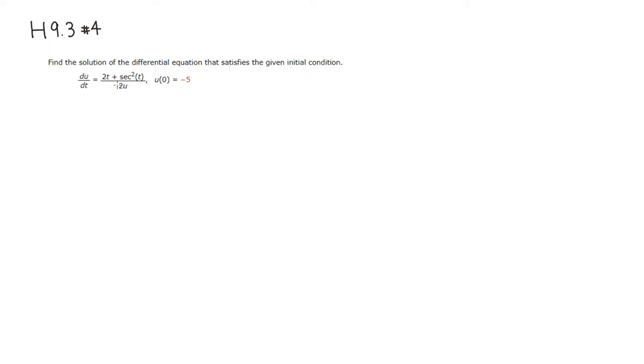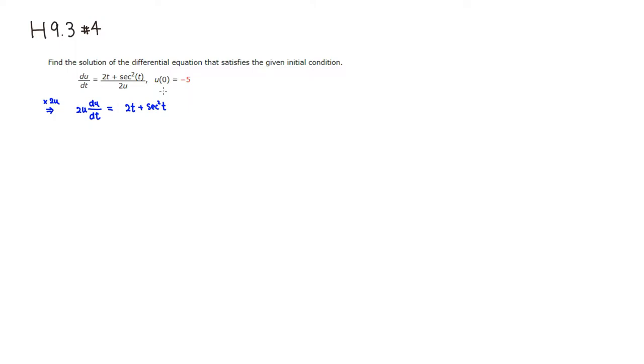So in this case, I want to move 2u over to the other side. So I'm going to simply multiply through by 2u. Then what you get is 2u du over dt, and this is equal to 2t plus secant squared of t.